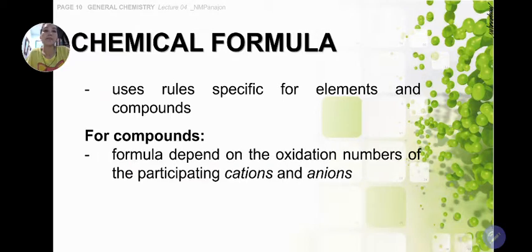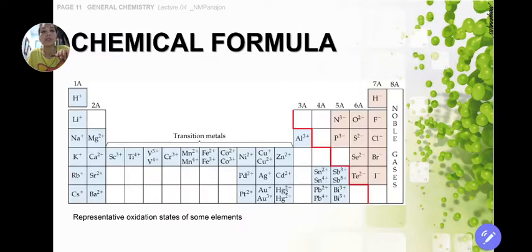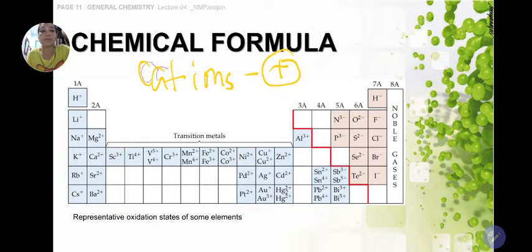So, next, for compounds naman, their chemical formula depends on the oxidation numbers of the participating cations and anions. So, ito yung mga cations. Yung cations ay, as we have discussed, na-discuss na natin yan, cations are positively charged elements, while the anions are negatively charged elements. Okay?